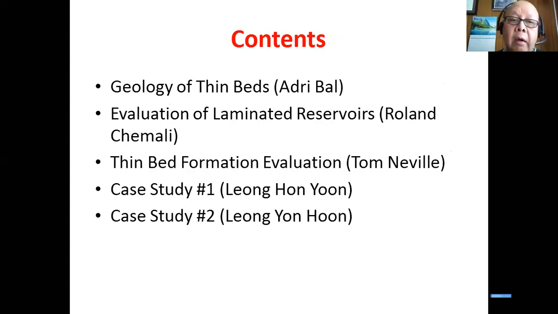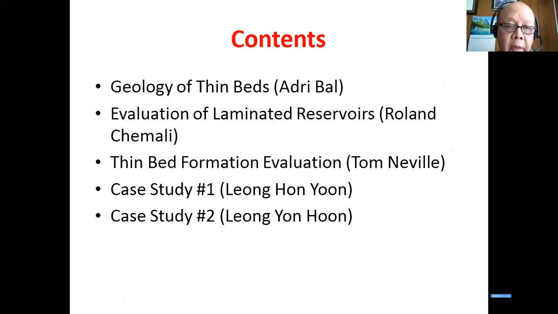The contents which I'm going to follow, not strictly but generally, are the basic geology of thin beds, with materials from Mr. Adrian Val, an evaluation of laminated reservoirs from Roland Chamali, thin bed formation evaluation from Mr. Tom Neville, and two case studies, both from Mr. Leong.